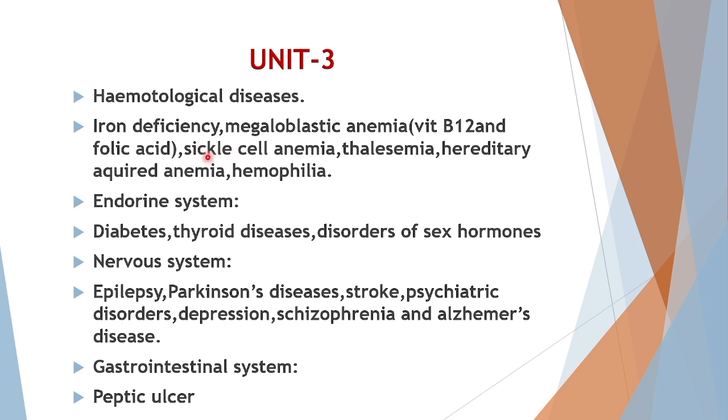And the next one, sickle cell anemia. Sickle cell anemia is an inherited blood disorder, mostly inherited from the parents, in which sickle type cells are developed in the blood. Next, what is thalassemia? Thalassemia is a condition in which there is less hemoglobin. Okay. And hereditary acquired anemia. This is also one type of hematological disease.